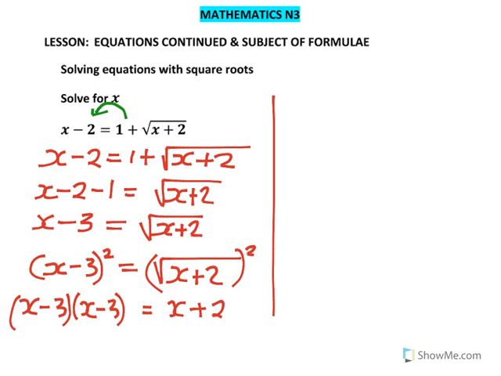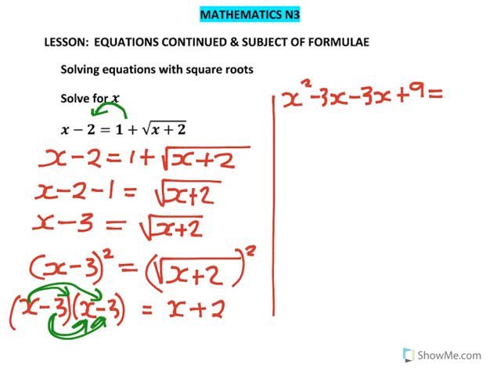This is now a normal algebraic problem. You have to expand. x multiplies this, x multiplies 3, this one multiplies, this one multiplies. So you are going to have x squared minus 3x minus 3x plus 9 is equal to x plus 2.